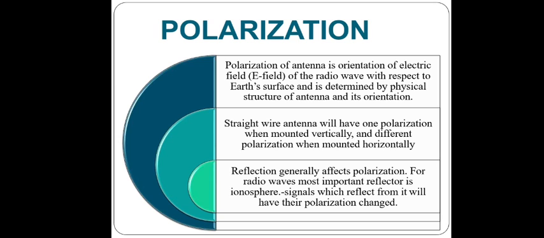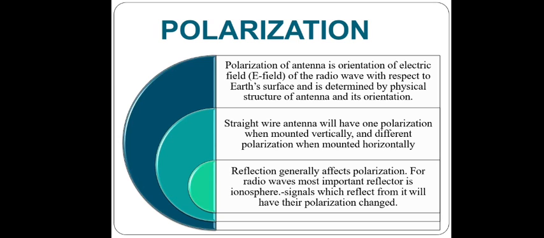This is about the impedance of the antenna, and now polarization. The polarization of the antenna is the orientation of the electric field of the radio wave with respect to the Earth's surface, and is determined by the physical structure of the antenna and its orientation. Generally, polarization is the electric field orientation in a particular direction. The polarization may be linear, elliptical, or circular, which again depends on the axial ratios.